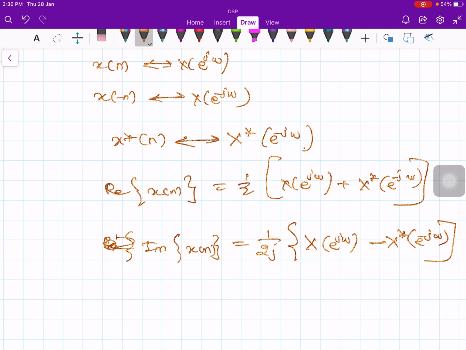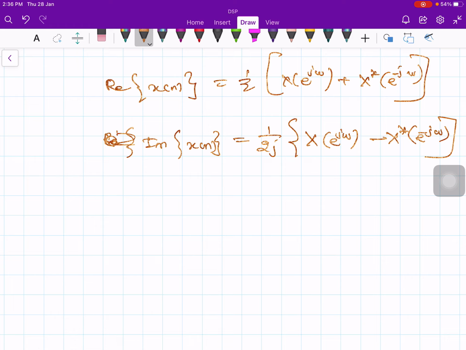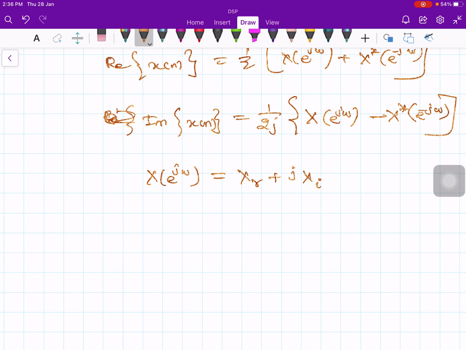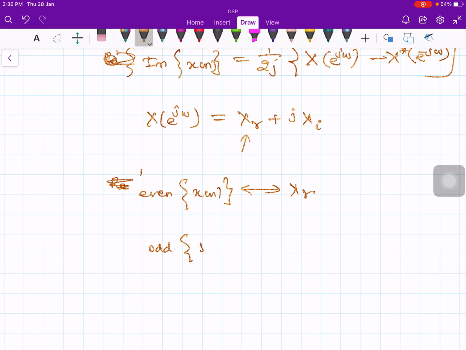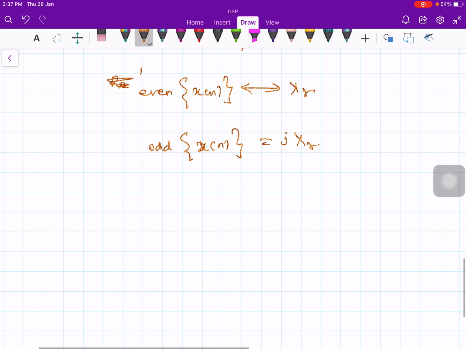Okay, there are other symmetry relations which we want to mention casually because they are obvious. If x of n has the DTFT X of e to the j omega, which is of the form real part plus j times imaginary part, then if you take the DTFT of the even part of x of n, this would be equal to X R, the real part. Similarly, if you want to find the DTFT of the odd part of x of n, that would be equal to j times the imaginary part of X of e to the j omega.